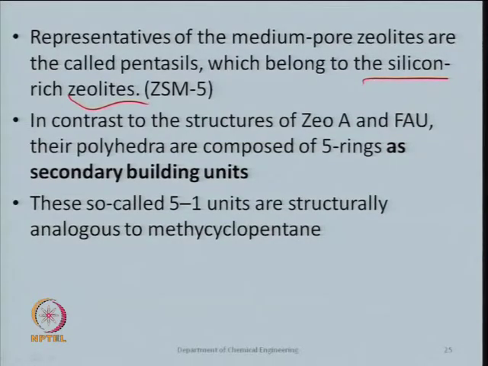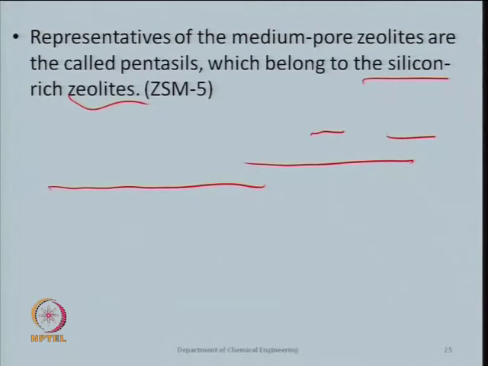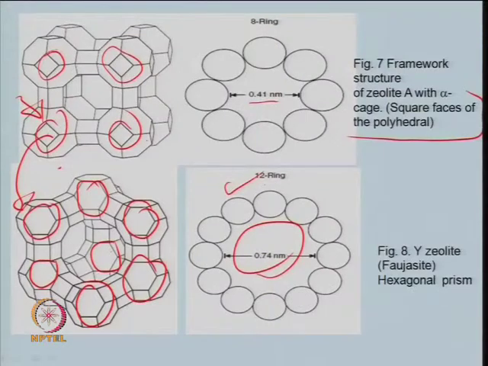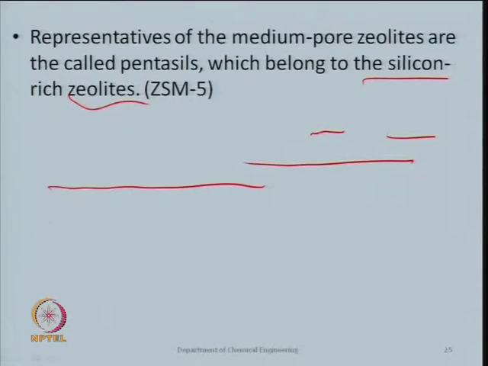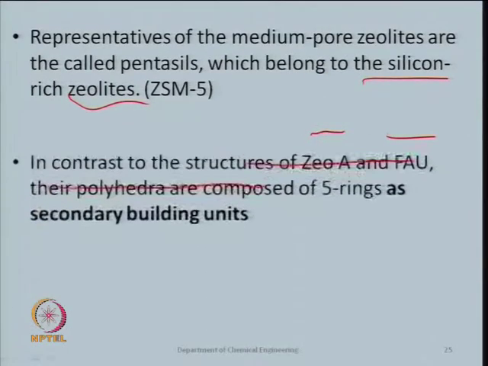So, in contrast to the structure of zeolite A and faujasite, which we have seen earlier, the polyhedra are composed of 5 rings as a secondary building unit. So, in A it was 4, right, in the secondary building unit, the different building blocks which I have shown before. So, in the case of zeolite A it was 4, right. In the case of faujasite it was hexagonal prism, which you have seen in this case, this is 4, this is 6. In the case of ZSM-5 it is 5. So, that is why they are known as pentasil zeolites.